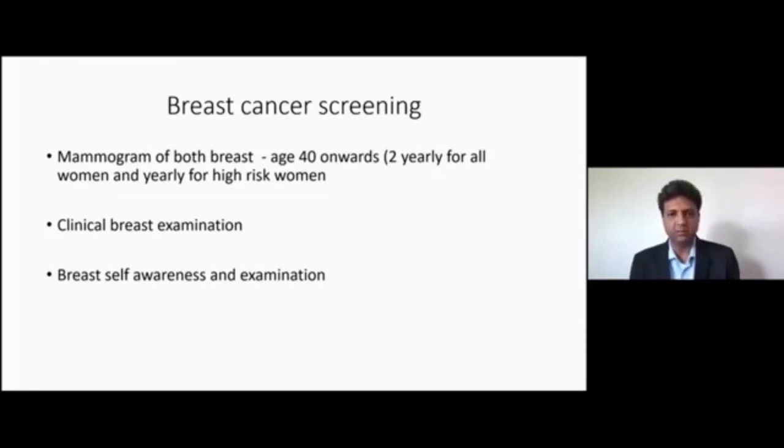So if the women fall into any of these high risk components or have a strong family history, they should probably undergo yearly mammogram. Clinical breast examination is basically an examination of the breast by a doctor, which your local general practitioner can do and should be done once a year if a woman is concerned, and particularly if facilities for mammogram may not exist nearby. So at the very least, clinical breast examination is required.